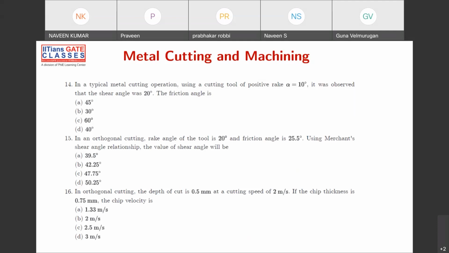Then, a typical metal cutting operation using a cutting tool, positive rake angle is 10. It was observed that the shear angle is 20. The friction angle is what they're asking. So you should use some analysis. Basically, what are we going to use? We are using Merchant's circle analysis. What is the formula for Merchant's circle analysis? Anyone?